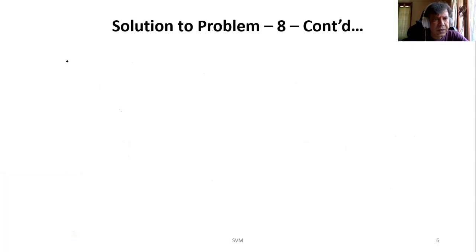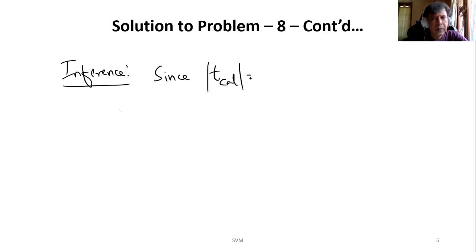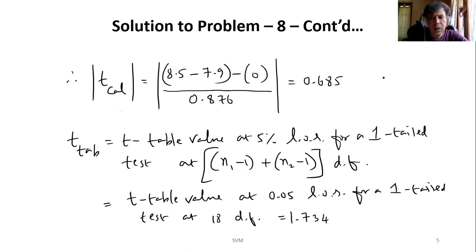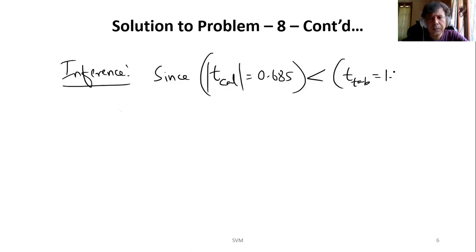So the next step is the inference. Since t calculated, which is equal to 0.685, is lesser than t tab, which is 1.734, we accept the null hypothesis. That will be the conclusion for this particular problem.